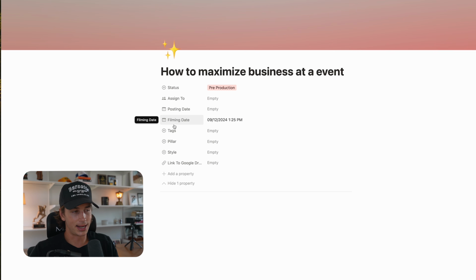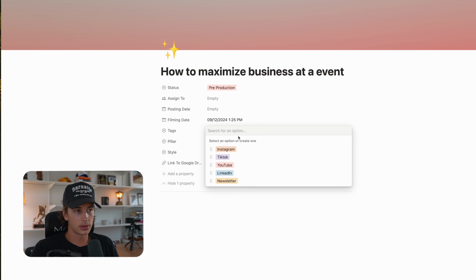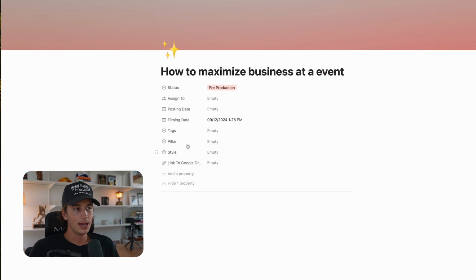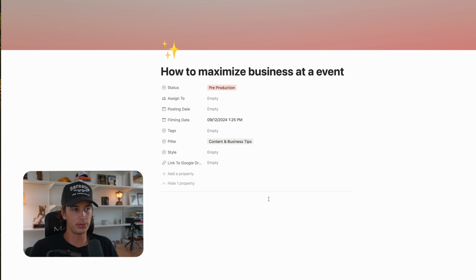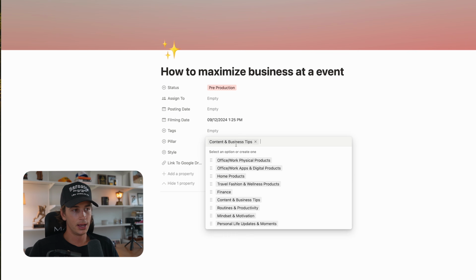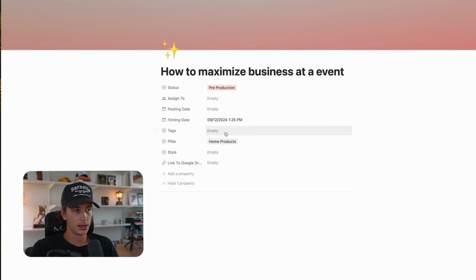Now here's the unique ones that I didn't show you guys earlier. My tags are for the platform: Instagram, TikTok, YouTube, LinkedIn, newsletter. So that is the platform it's going to get posted to. Now, pillar is what I just showed you guys before. So I'll actually mark this with which pillar is being filmed. Is this a content and business tip video? Is this a home product? Is this a personal life update? I'll actually mark all of these.